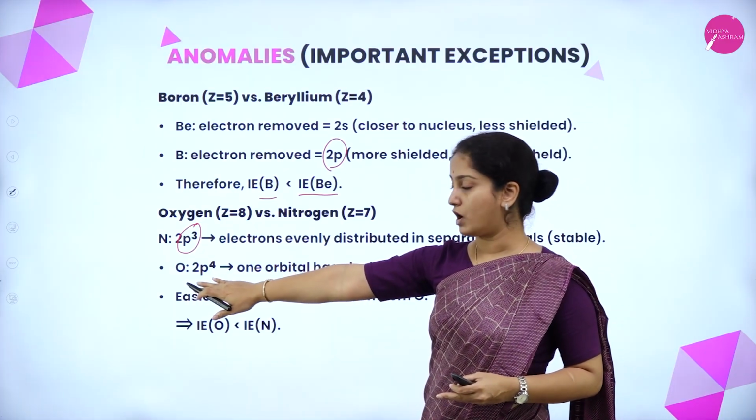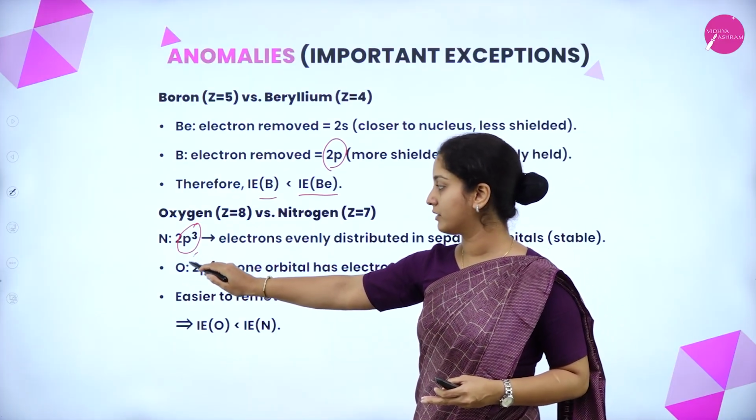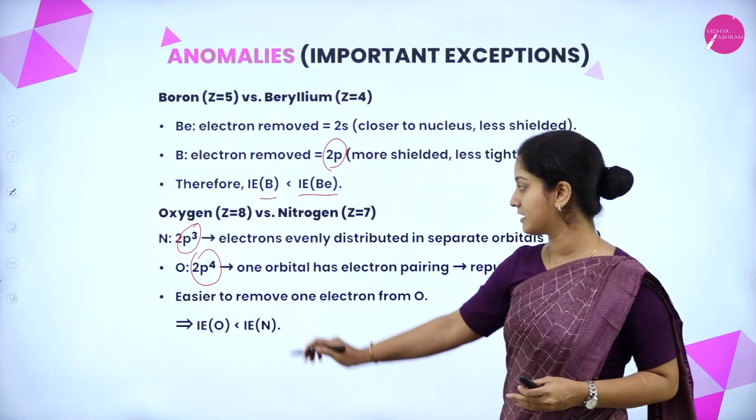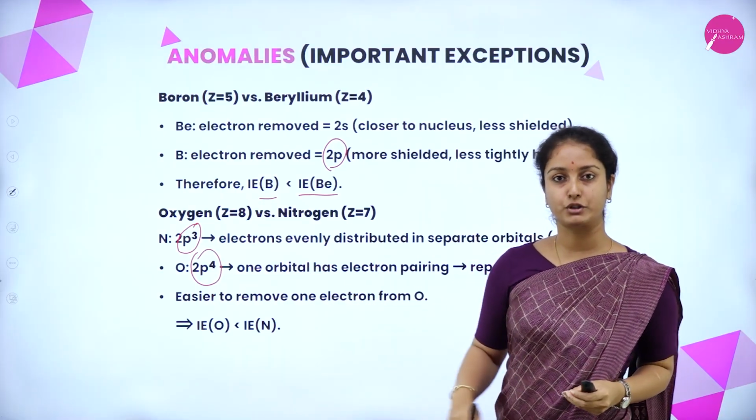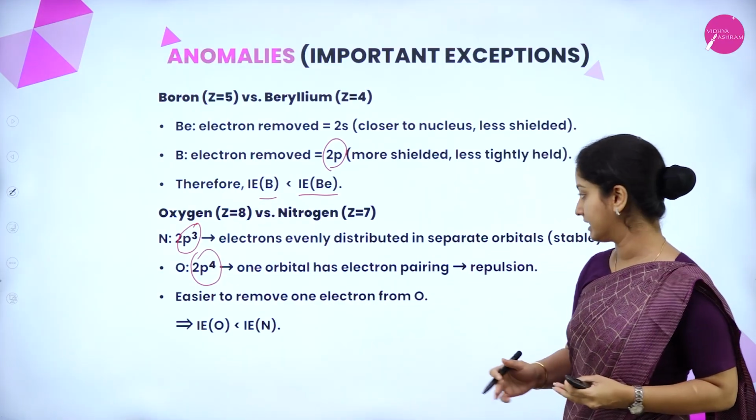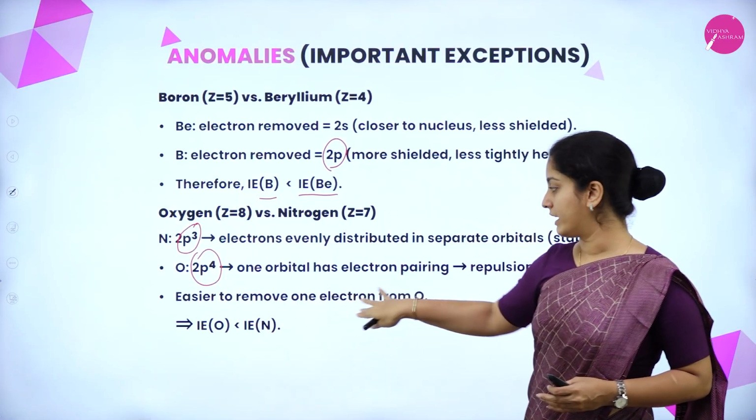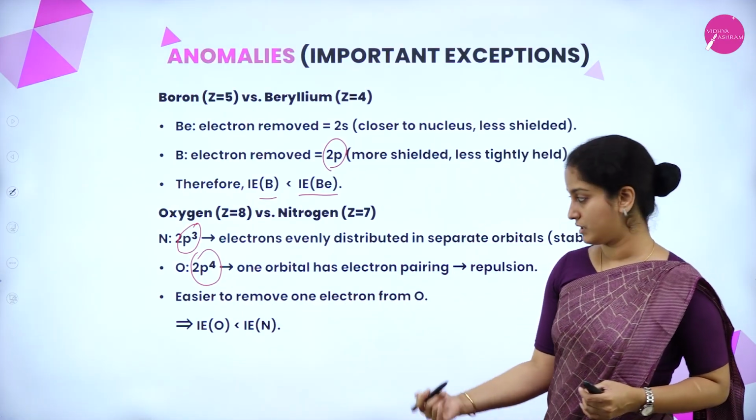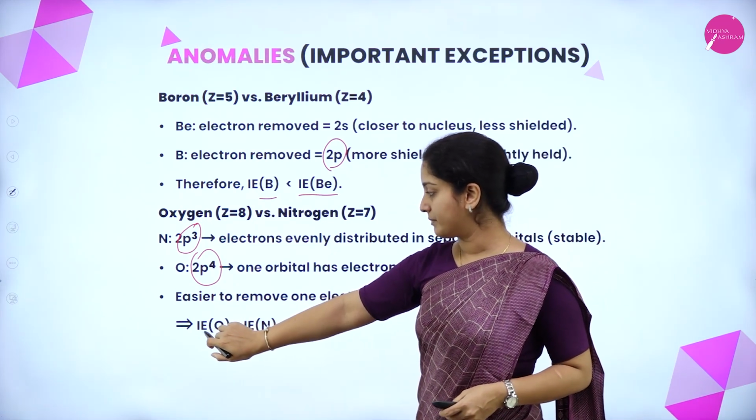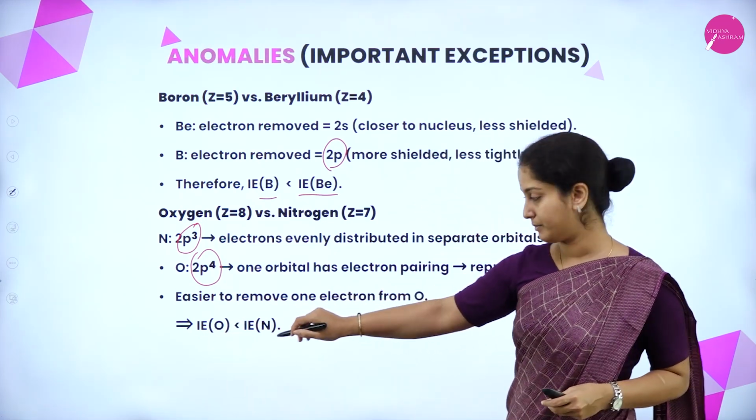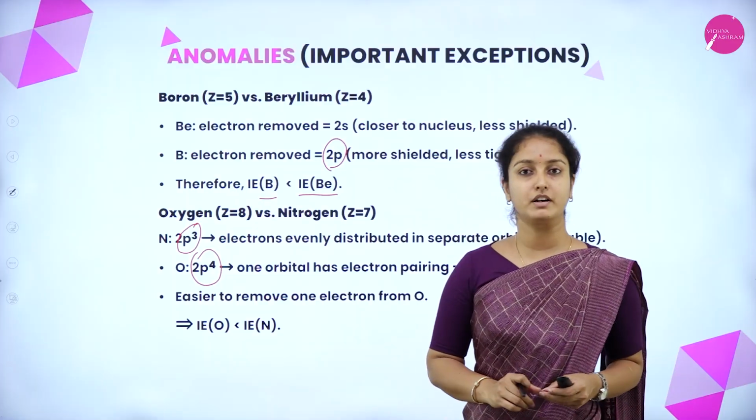But when it comes to oxygen, it consists of 4 electrons in the 2p orbitals. So one orbital will have an electron pair and the other 2 will be single. So that causes repulsion, and this makes it easier to remove one electron from oxygen. Therefore, the ionization enthalpy of oxygen is less compared to the ionization enthalpy of nitrogen.